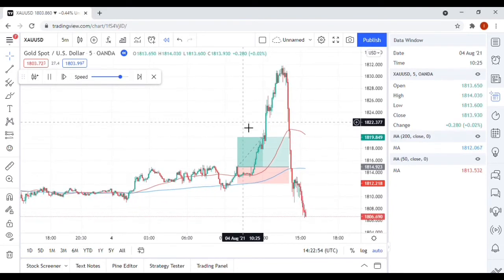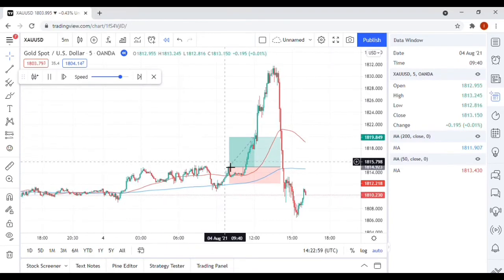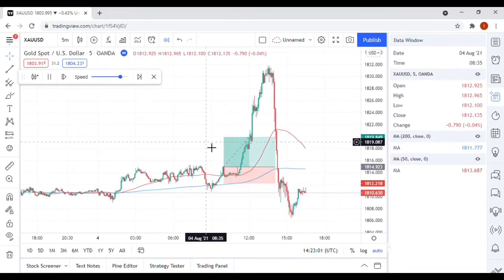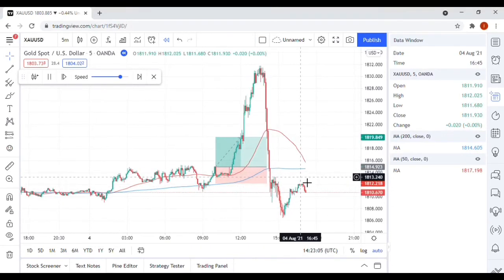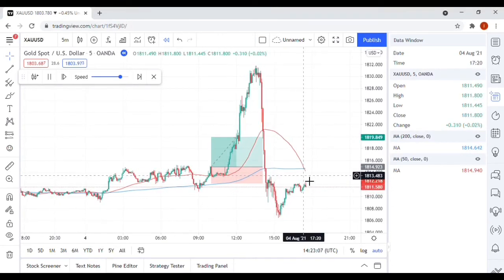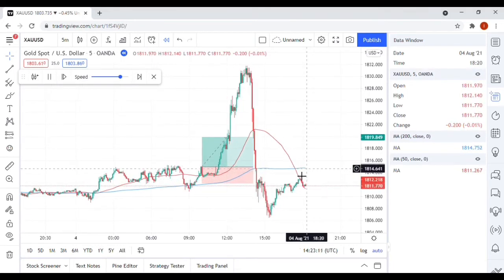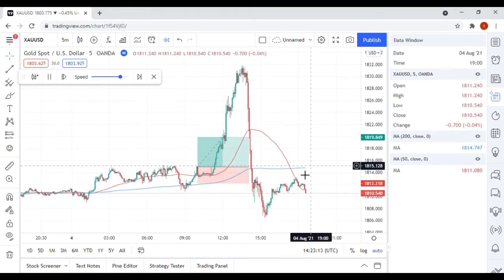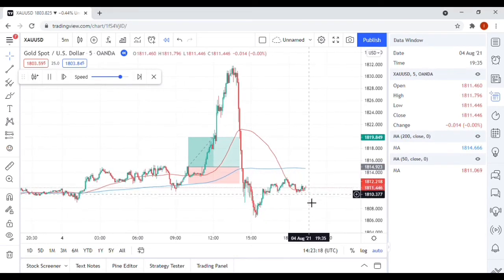When you want to enter a sell trade, you use the same strategy. Nothing fancy. You just wait for price action to come and basically close above this 200 MA here. You see this line here, this is a 200 MA. You're just waiting for price to come and close above there, then come back to close below this line here. So you basically wait.